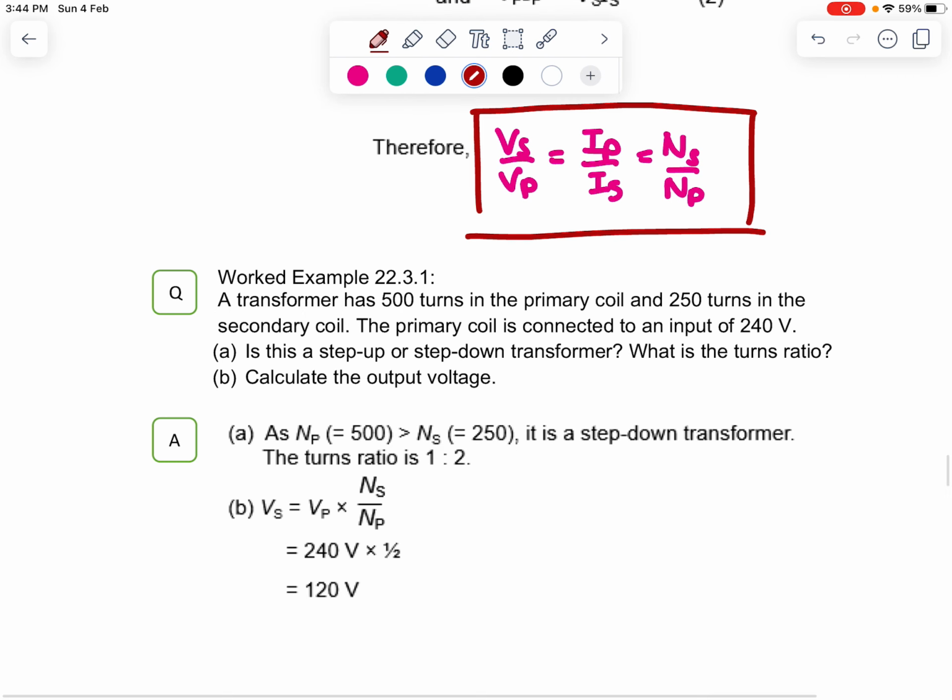Let's look at a worked example. A transformer has 500 turns in the primary coil, Np, and 250 turns in the secondary coil, Ns. The primary coil is connected to an input voltage of 240 volts, Vp. Is it a step-down or step-up transformer? Since your Np is greater than Ns, it's a step-down transformer with a ratio of 1:2. Remember that the ratio is Ns over Np. That is the turn ratio.